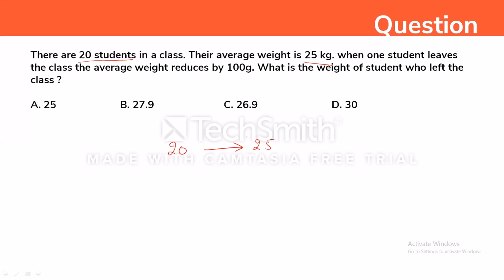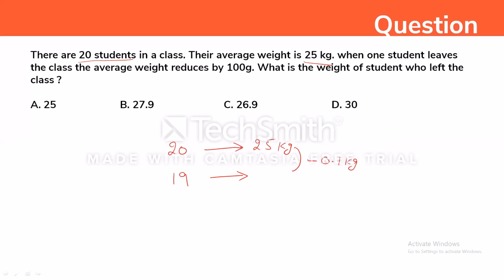Don't get confused here. Previously there were 20 members, average 25 kgs. Now one student leaves the class, meaning removed. Now the count will become 19. So the average reduces by 100 grams. Initially it is 25 kgs, reduced by 100 grams. Reduced by 100 grams means can I write it as 0.1 kg?